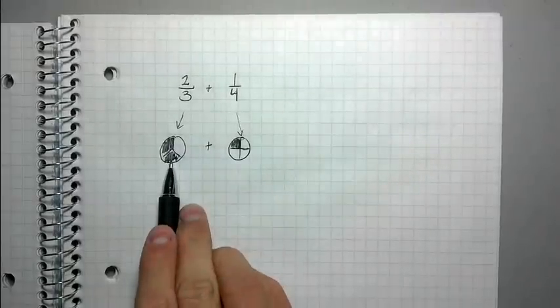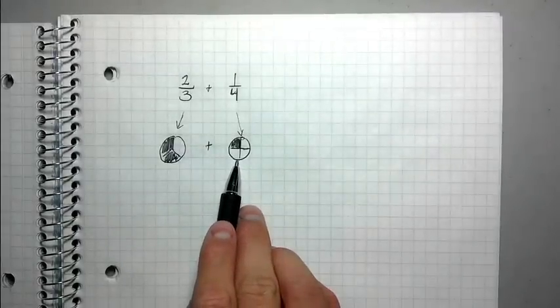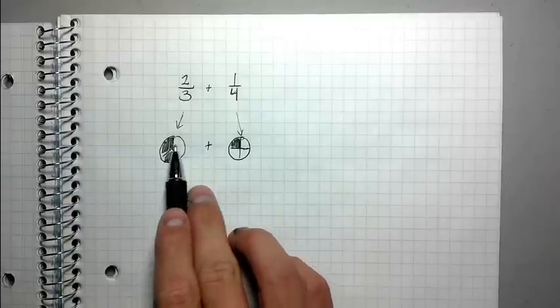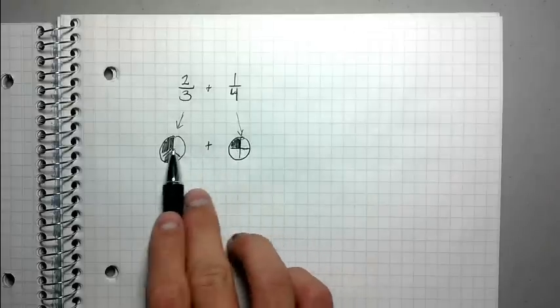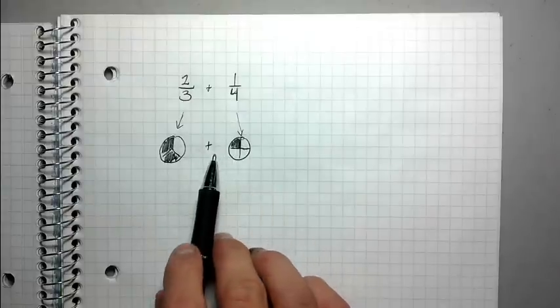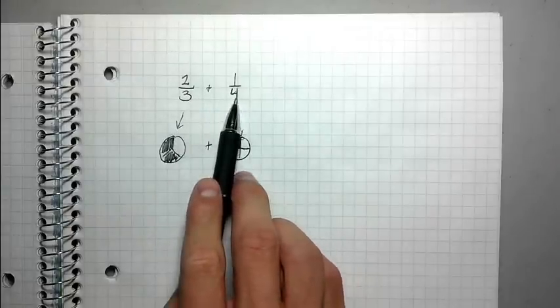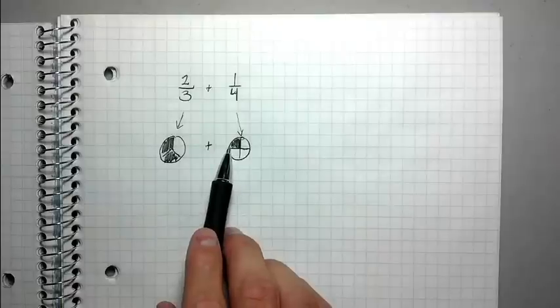So 2/3 plus 1/4. Now notice this is kind of hard to add because you see how each of these pieces is a different size. You see how a third is bigger than a fourth. You can't add them when they're different size pieces, and so that's why you need to get this number to be the same number on the bottom, so that these pieces will be the same size, and so you can add them and get a meaningful answer.